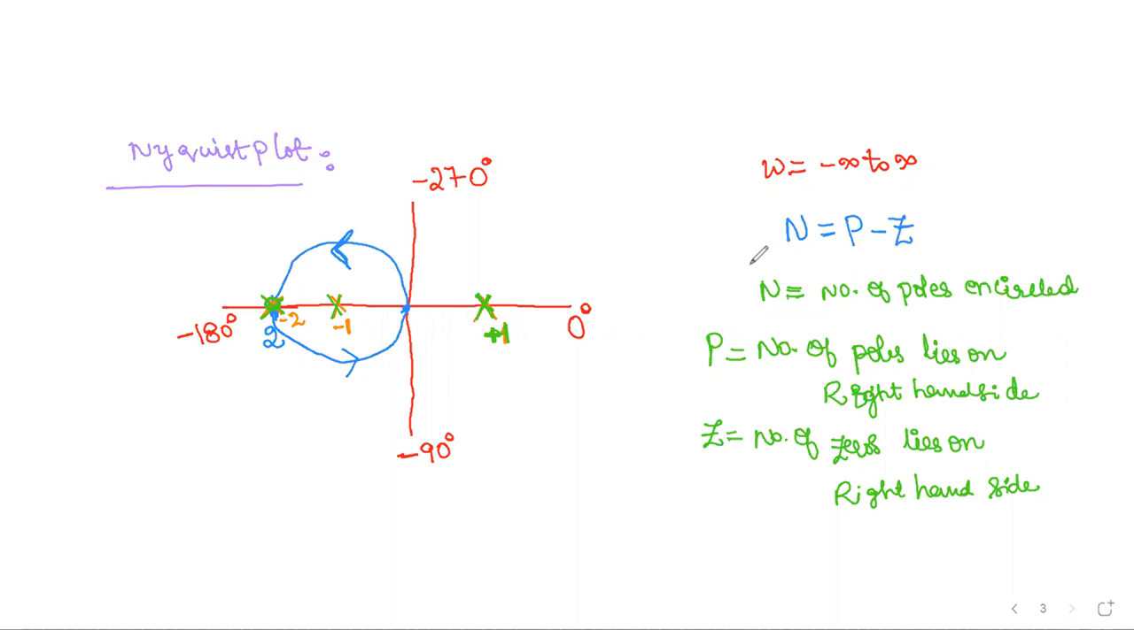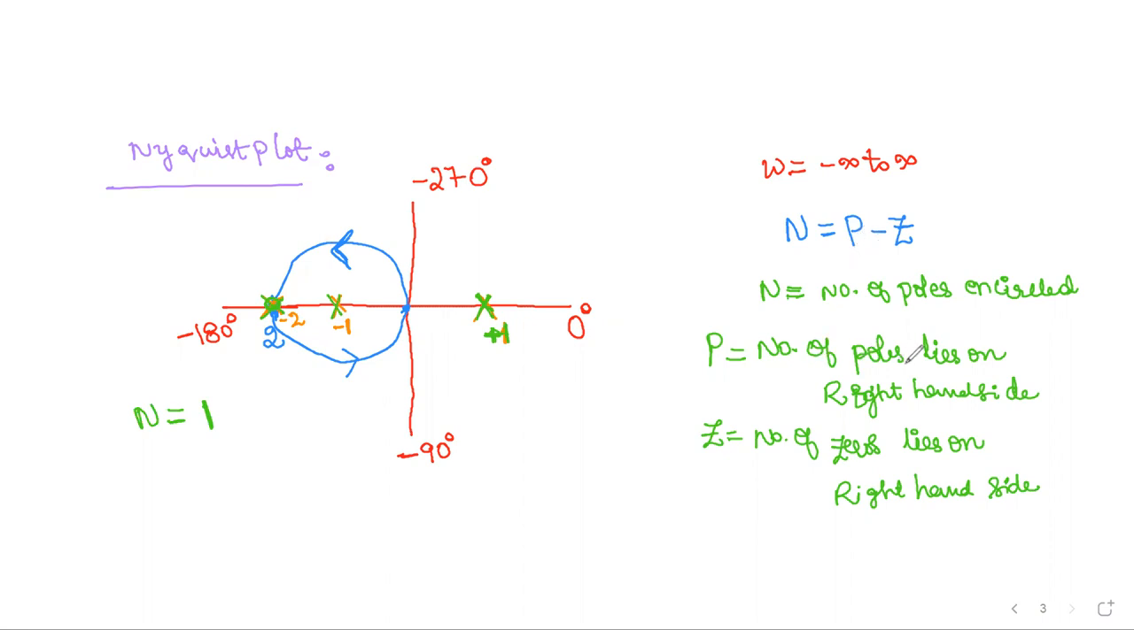So let us find the N value for the given Nyquist plot. N means the number of poles encircled. In this circle, how many poles lie inside? Only one pole. So what is capital N value here? 1, because only one pole is encircled. So that is minus 1.